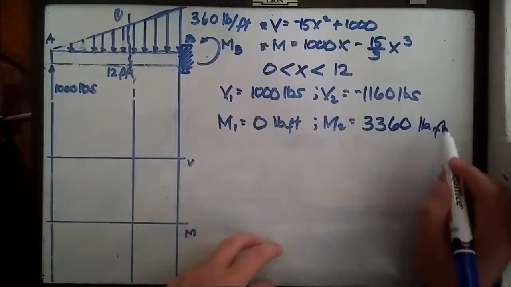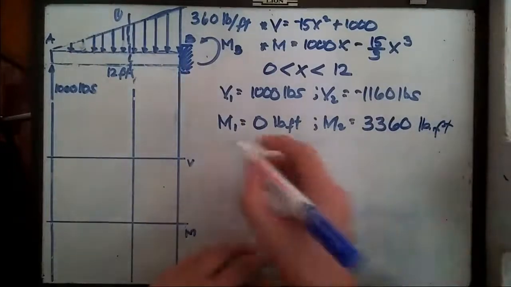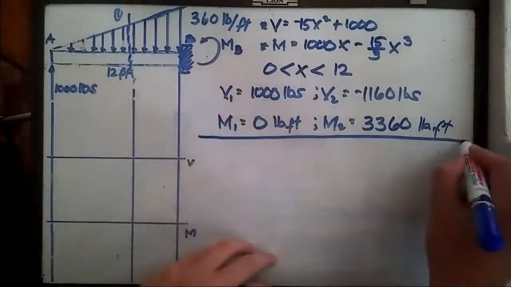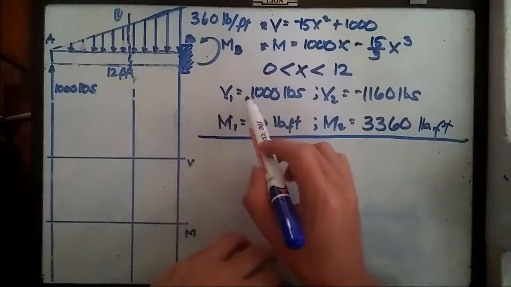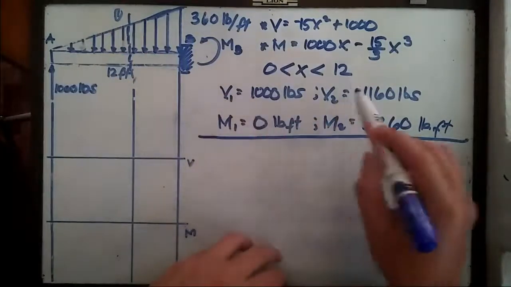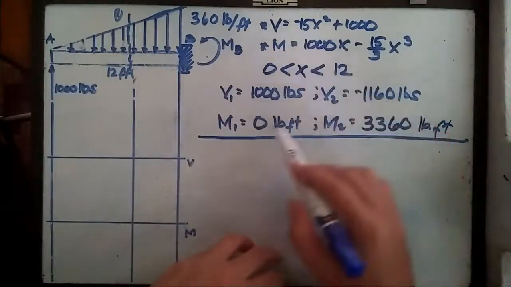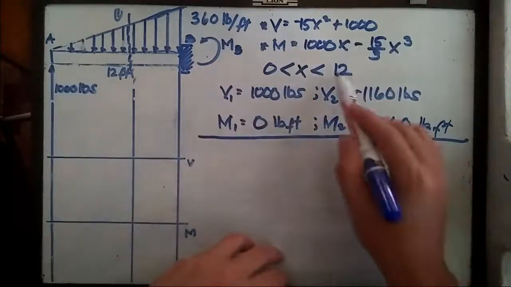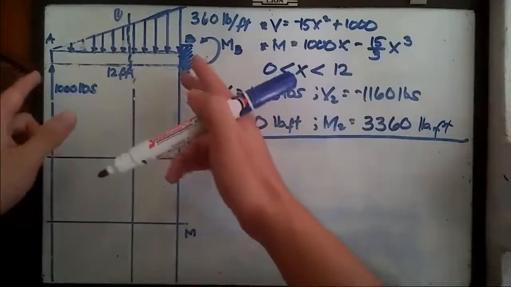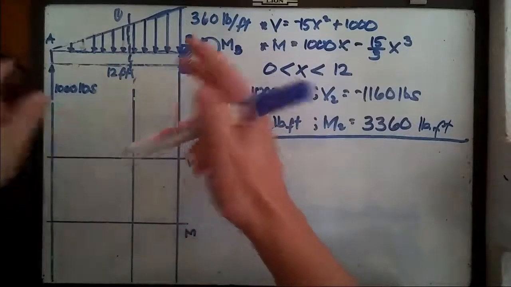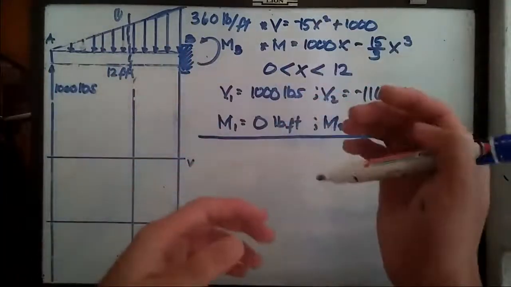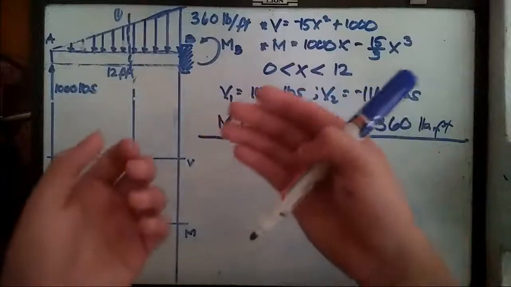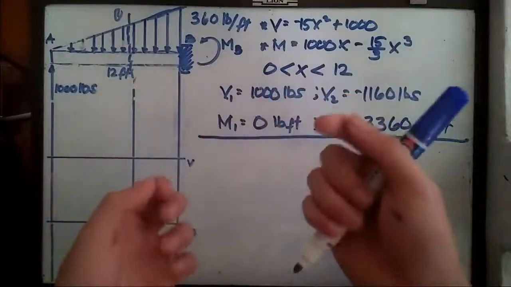pound-foot. Now we have the values for V sub 1 replacing it by 0, V sub 2 replacing it by 12, M sub 1 replacing it by 0, and M sub 2 replacing it by 12, because the whole beam is continuous in its length.